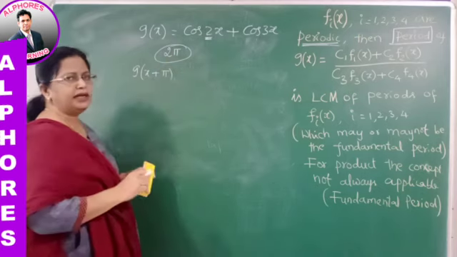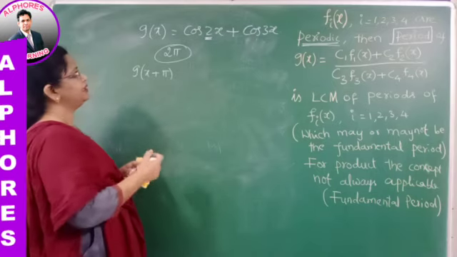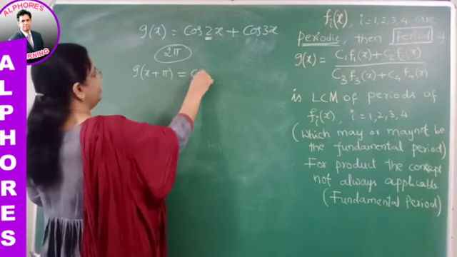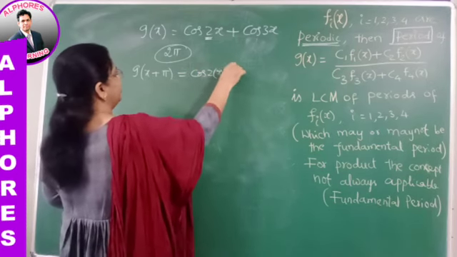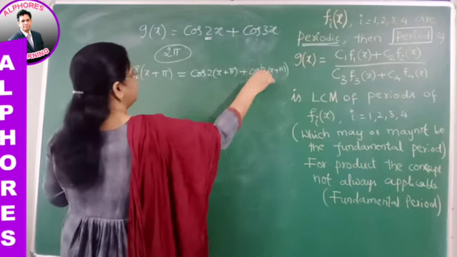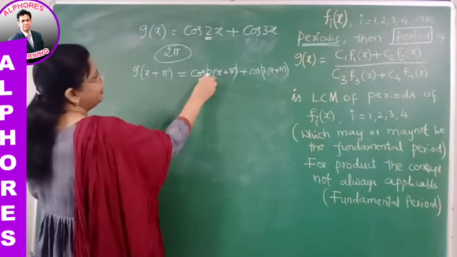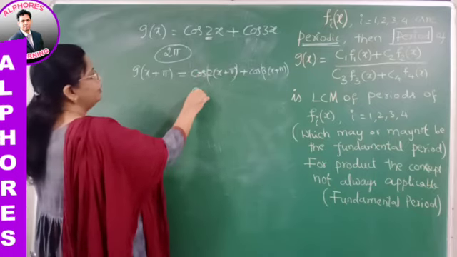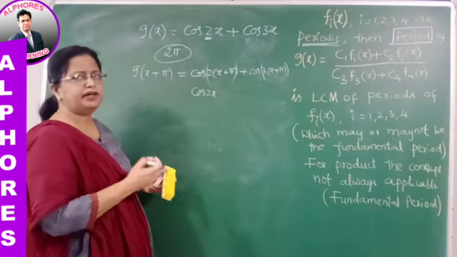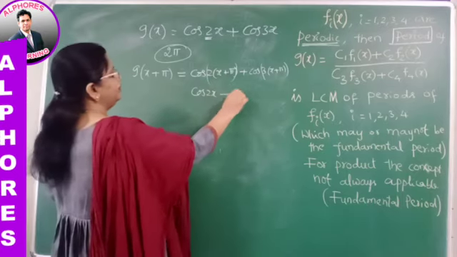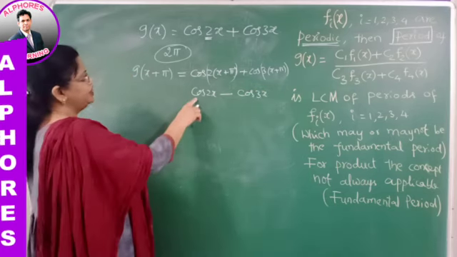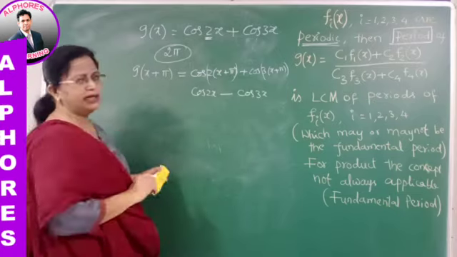I am not taking here odd multiples of pi by 2. The reason is immediately the function will change. So now if I write this as cos 2 into x plus pi plus cos 3 into x plus pi, got it? Once you have it like this, then for 2 pi plus 2x, of course you will get again cos 2x, whereas here 3 pi plus 3x means it falls in the third quadrant, thereby your answer will be minus cos 3x. Now this is not our existing g of x, right?